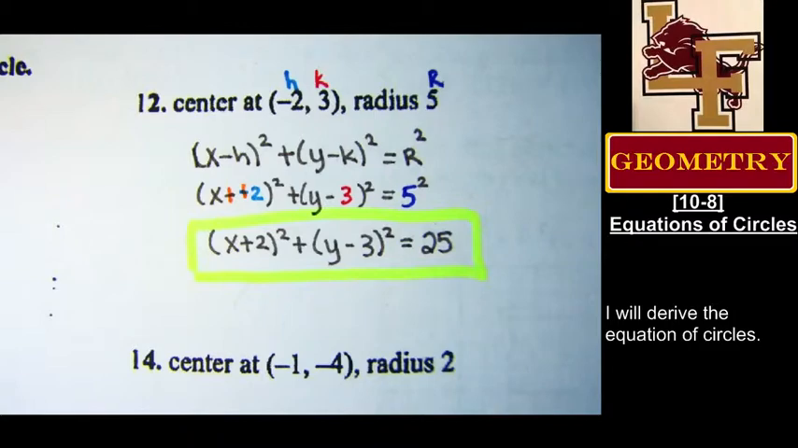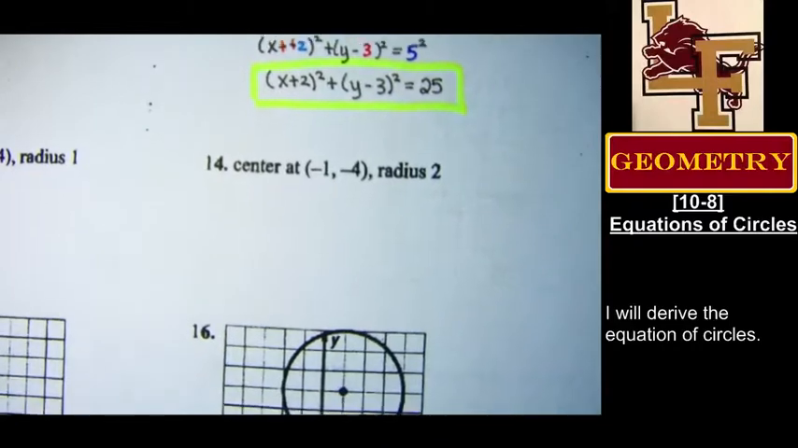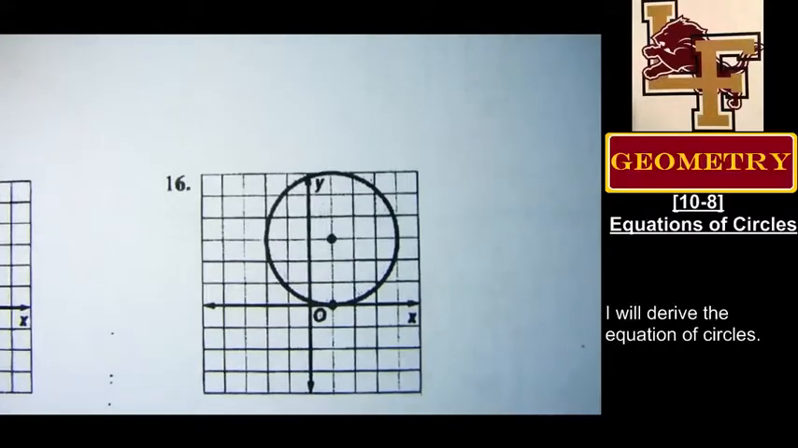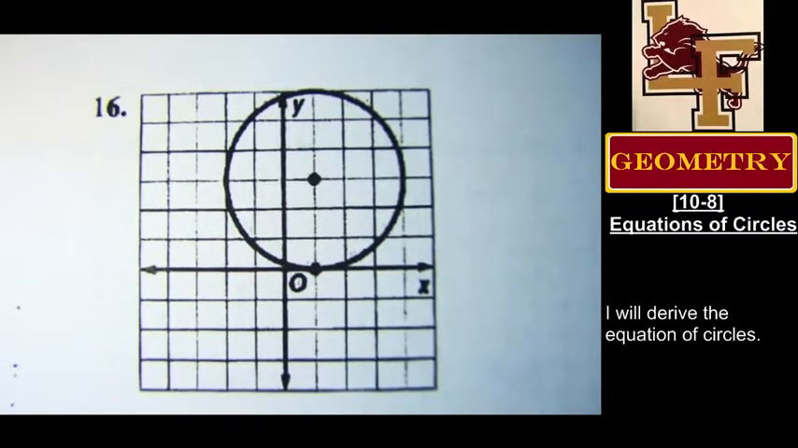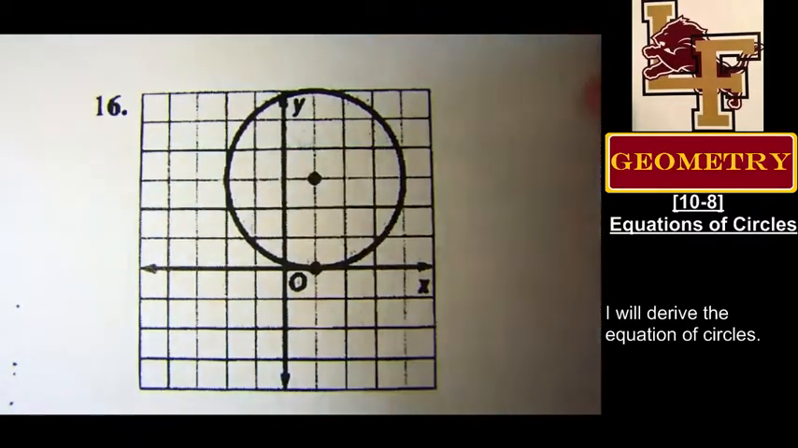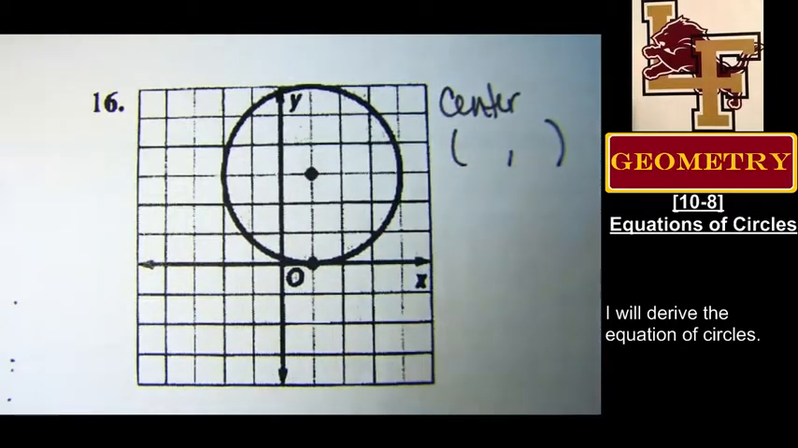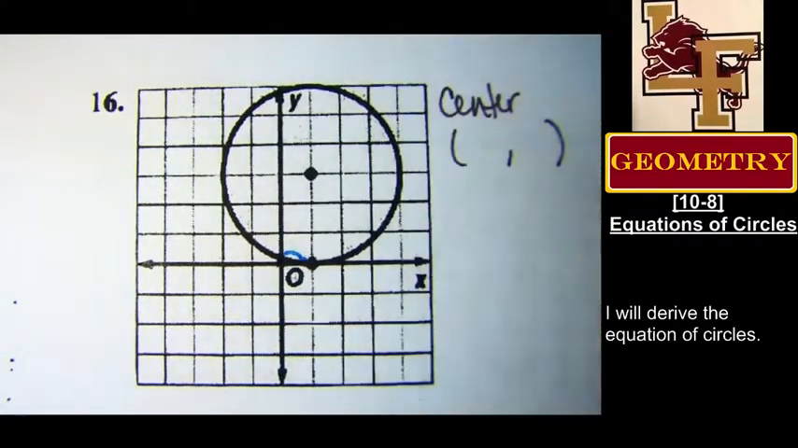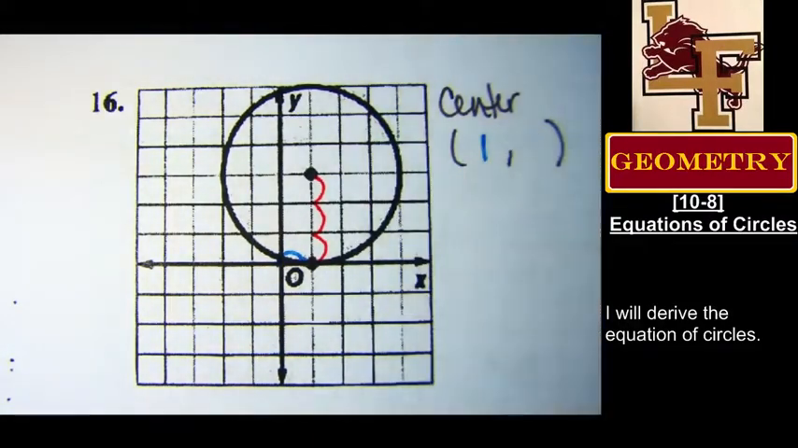Pretty good? All right, let's do it off a picture. Let's scoot down and let's look at number 16. Number 16, it's exactly the same, except it's a picture and not numbers. But I can find the center of this circle, can't I? Where's the center located? One comma 3. All right, my center is at (1, 3).